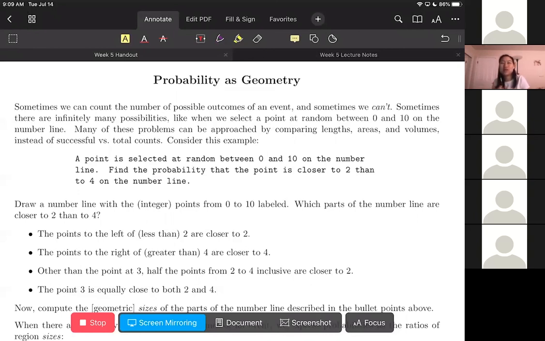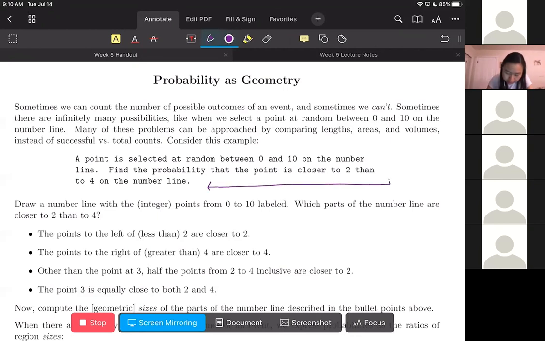Here it says a point is selected at random between 0 and 10 on the number line. Find the probability that the point is closer to 2 than to 4 on the number line. The easiest way to visualize this is to draw a number line. Let's say we start at 0 here. 1, 2, 3, 4, 5, 6, 7, 8, 9, 10.